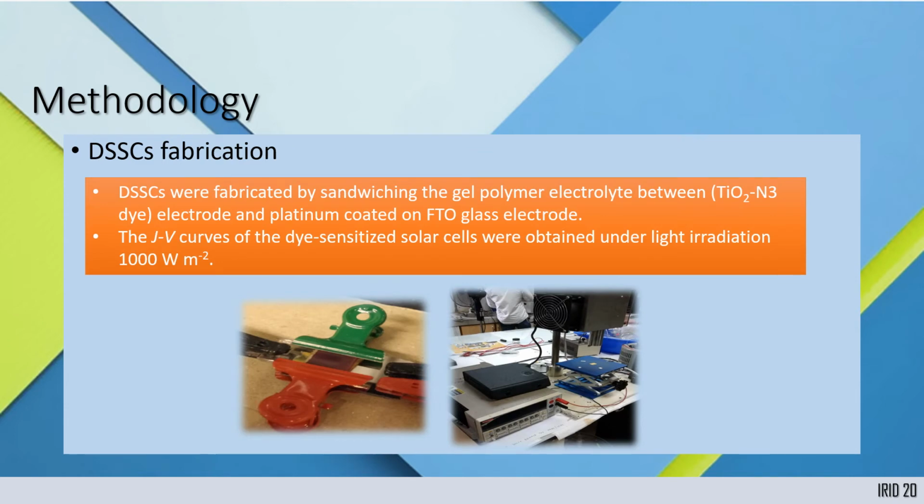For the DSSC fabrication part, firstly, the GPE is placed between two electrodes, the photoanode and the platinum electrode. Then the cell is connected to the source meter. After that, the cell is exposed to light in a dark room. Then the JV curve is obtained from the source meter. Then we can calculate the efficiency and the other DSSC parameters.